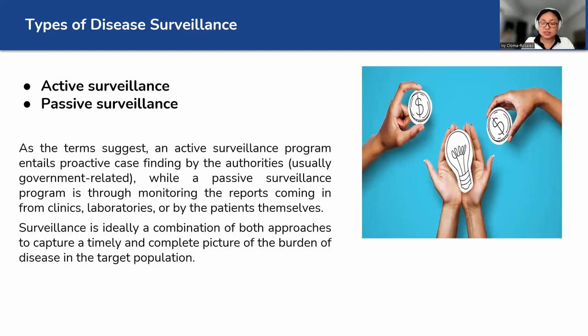As the term suggests, an active surveillance program entails proactive case finding by the authorities, usually government-related, or maybe in your setting, the school administration, while a passive surveillance program is monitoring the reports coming in from clinics, laboratories, or by the cases or patients themselves. Surveillance, though, ideally is a combination of both active and passive approaches to capture a timely and complete picture of the burden of disease in the target population.